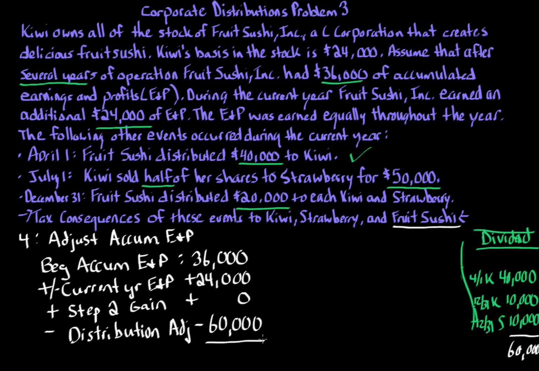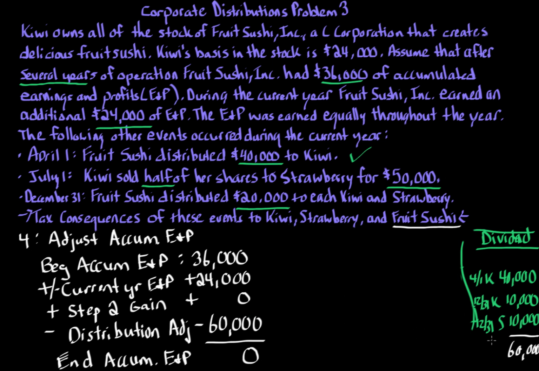And look at this. The ending accumulated EMP, which is what the beginning balance is for next year, rolls over, is going to be 0, which makes sense because we used all 60,000. When you have more distributions than total positive accumulated EMP and current EMP, you're going to end up with a 0 balance because you're going to use all the EMP during the year. Because we had 60,000 EMP total, we allocated all 60,000 out through step 3 process.